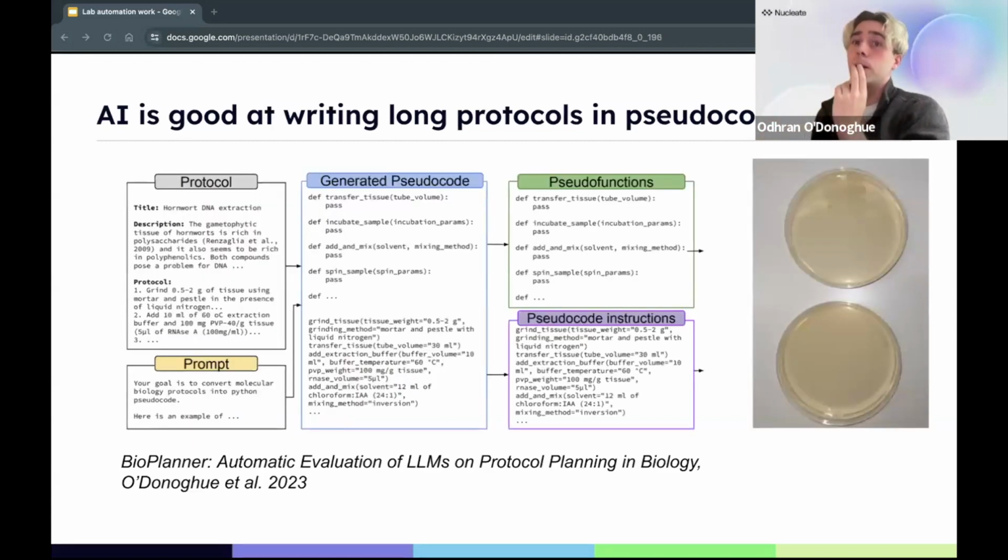When we did this work, we were able to find that we could get multi-step experiments. This was one for doing an overnight culture and cryopreservation of E. coli in glycerol for long-term storage, an entirely AI-generated protocol that works, and it probably had about 40 steps in it. So we have faith that these models right now can be used to help people design experiments.